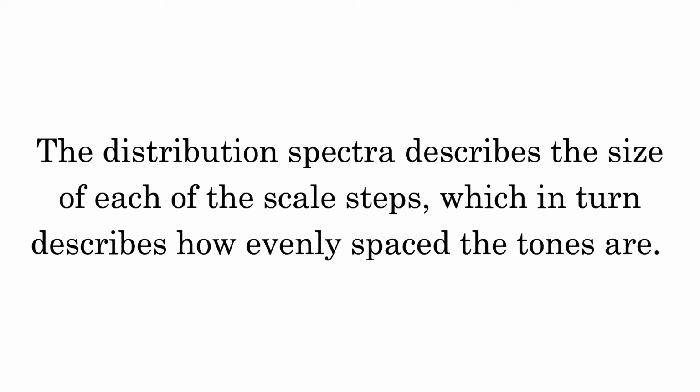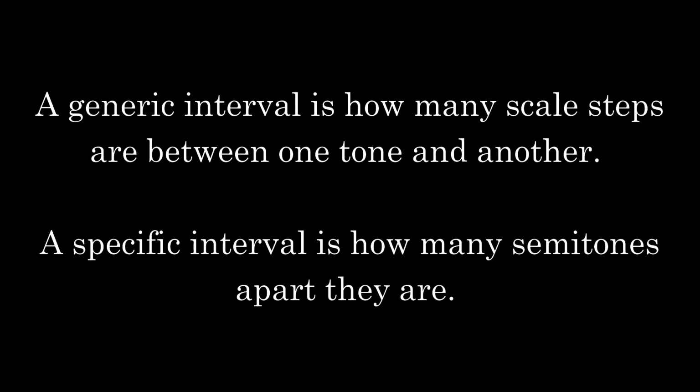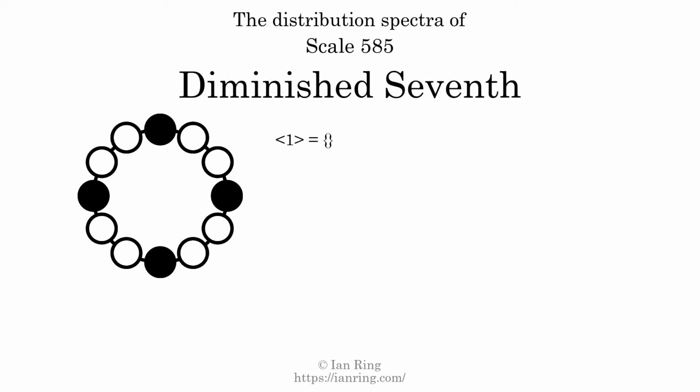The distribution spectra describes the size of each of the scale steps, which in turn describes how evenly spaced the tones are. A generic interval is how many scale steps are between one tone and another. A specific interval is how many semitones apart they are. The generic interval of one scale step has just one specific interval size, 3 semitones. The spectrum width of this generic interval is 0.